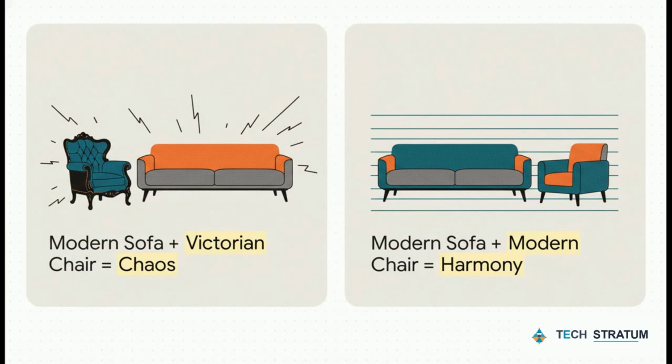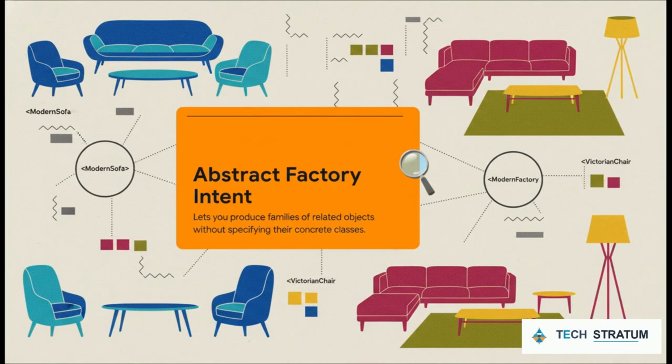Modern, Victorian, Art Deco. The absolute last thing you want is for your code to accidentally pair a sleek, minimalist modern sofa with an over-the-top ornate Victorian chair. I mean, that's not just a style clash, it's a fundamental problem in your code that shatters the user's experience. What we're aiming for is harmony, where every single piece created for a set is guaranteed to belong to that set. And this right here, this is precisely the problem the abstract factory pattern was born to solve.